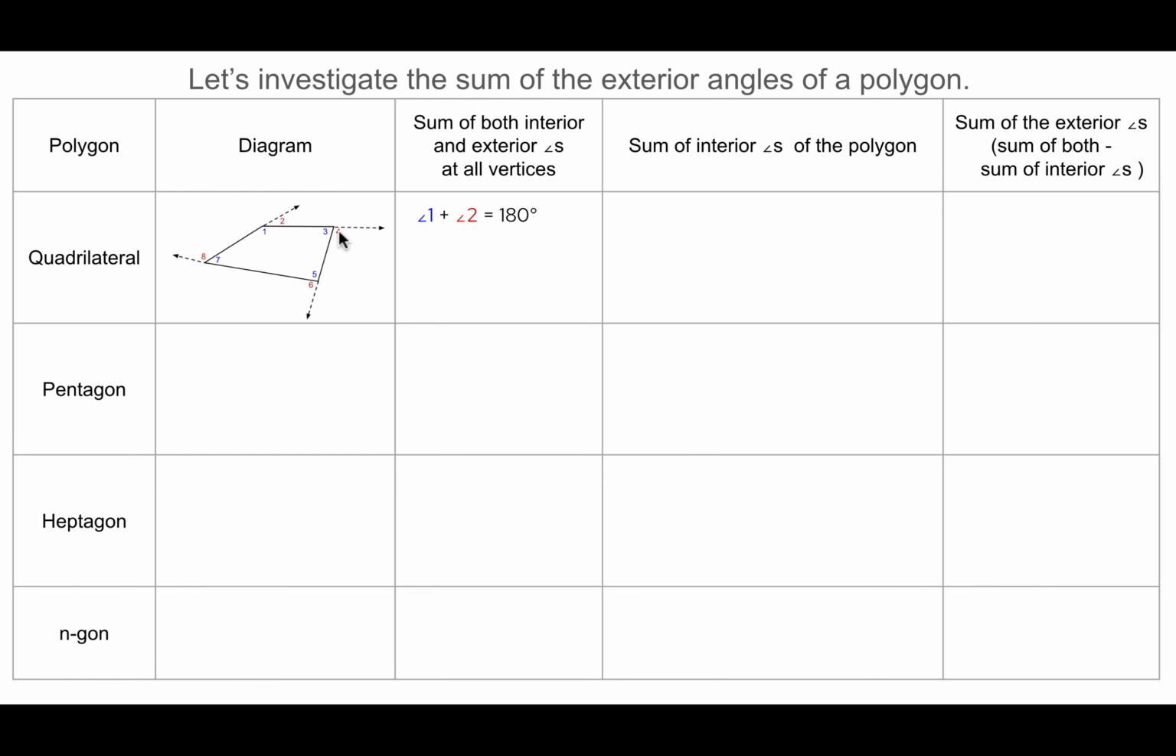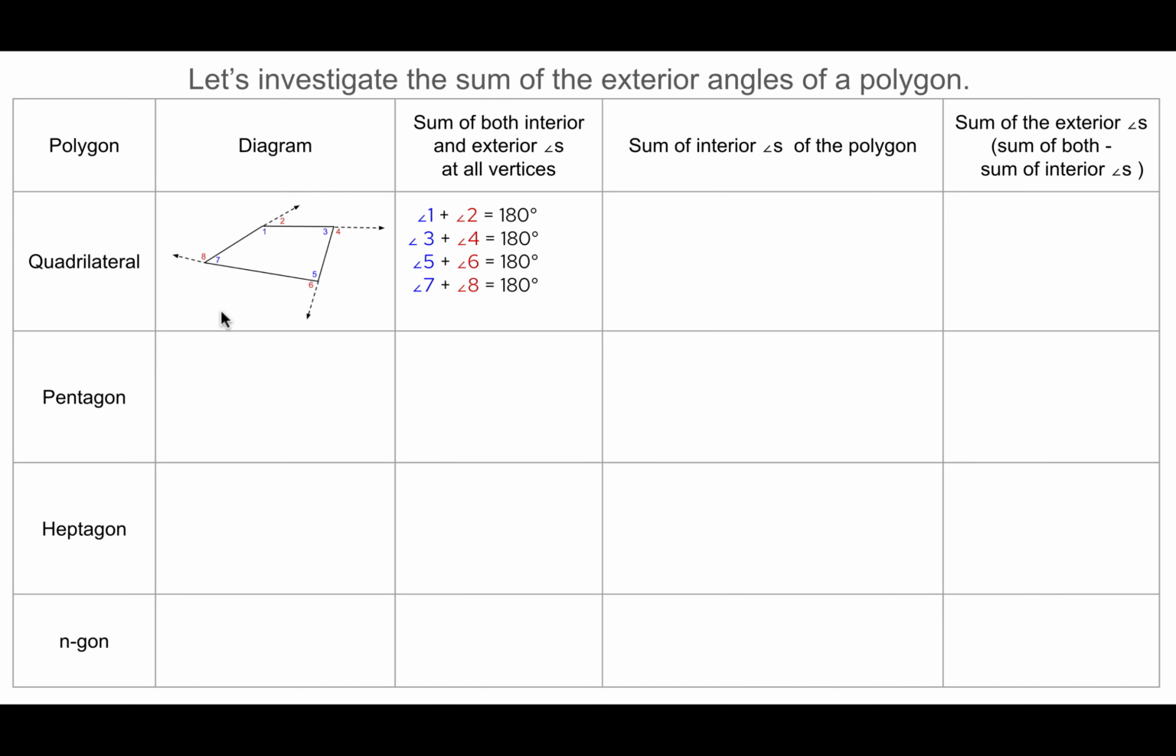So to find the sum of all of the interior and exterior angles, I can add angle 1 and angle 2, and I notice that they make a straight line. So a straight angle is 180 degrees. I also notice that 3 and 4 are supplementary, so they also equal 180 degrees. 5 and 6 are 180 degrees, and 7, 8 are 180 degrees. So I have 4 straight angles, so the product of 4 and 180 degrees is 720 degrees. So all of the angles, both interior and exterior, add up to 720 degrees.